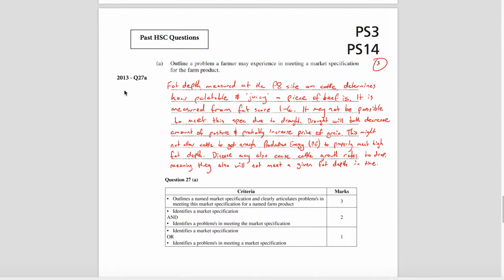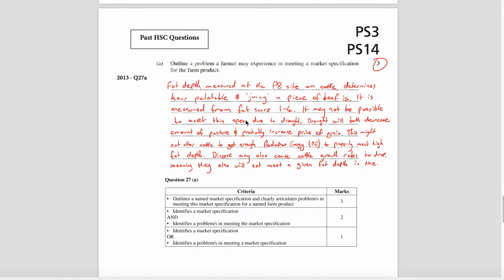Here's past questions. So 2013, outline a problem a farmer may experience in meeting market specifications. So for example, I said fat depth measured at the pH site on cattle determines how palatable and juicy the piece of beef is. So I've kind of outlined and named the specification, outline a named specification. I've named it, I've outlined it, and then clearly articulates the problems. I've done 2 here, problems in meeting this market specification.